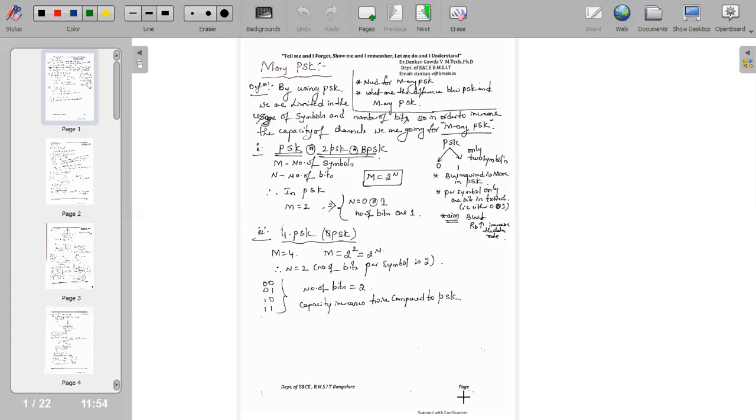Guys, can you able to see the screen? Hello. Guys, can you able to see the screen? Yes. Okay, shall I proceed? Yes, sir. Okay, fine.